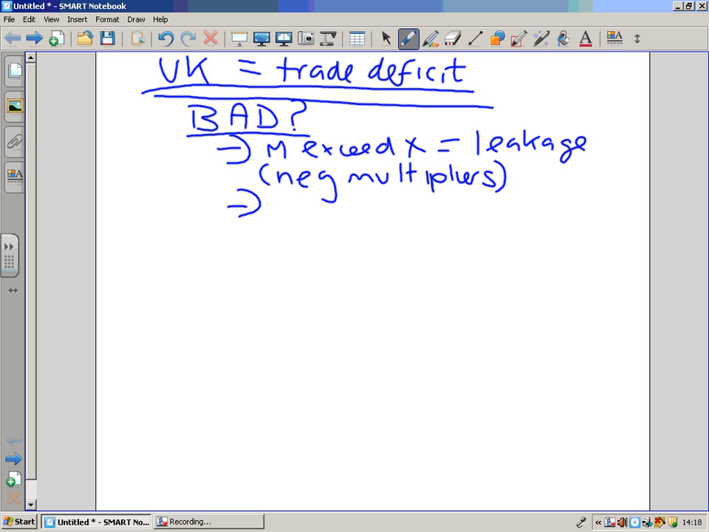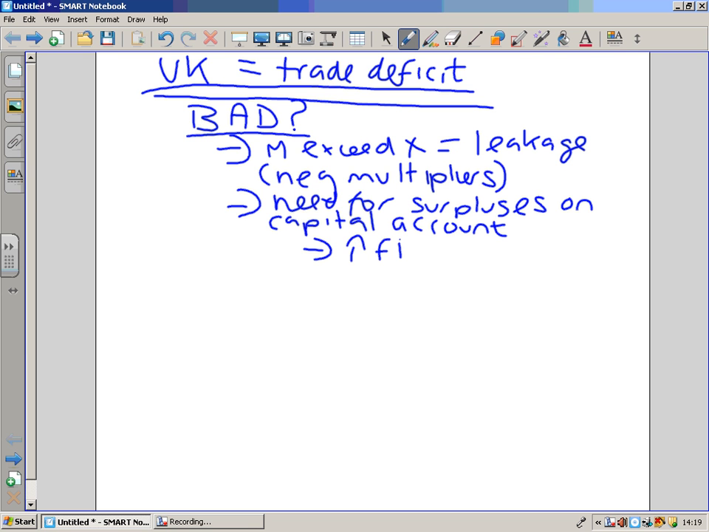Another bad thing about a trade deficit, this one is linked to the capital account. The UK covers up its trade deficit by posting large surpluses on the capital account. Now this sounds, well, that's not too bad then, but what that means is we need an increased level of foreign direct investment into our economy to pay for our deficit. What this means is that more foreign multinational companies are operating from Britain. This means that we're becoming dominated by lots of large foreign firms from other parts of the world.